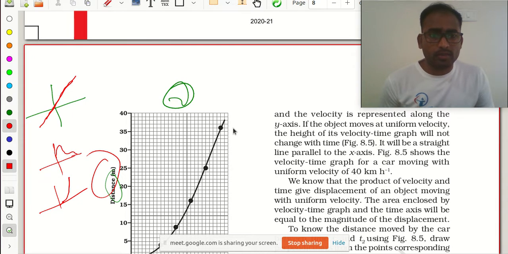Unit: meter per second or centimeter per second or kilometer per hour. For speed and velocity we have the same unit. Understood? Okay, sir. Yes, sir.